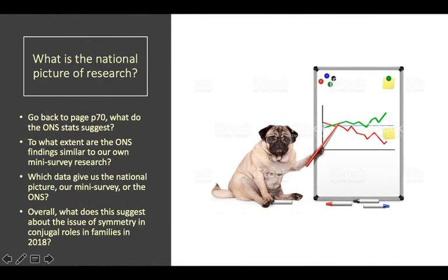So what about national research? Fortunately, we can rely on national research. So Puggy here says that he wants us to go back to page 70 and look at what the ONS stats suggest. Now, I did mention this briefly, so I'm going to flick to page 70, which is that women still do the majority of domestic labor. I did mention that last lesson. So, to what extent are findings similar? I'd say that for me, it's not. Which data gives us the national picture, our mini survey or the ONS? Obviously, the ONS gives us the national picture.